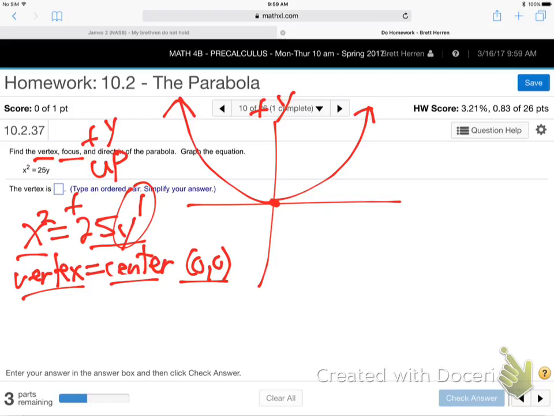Right. That's it. I'm impressed. Good job, Kelton. The focus point is 25 fourths. Now, how does Kelton know that? Because he's probably done some homework.